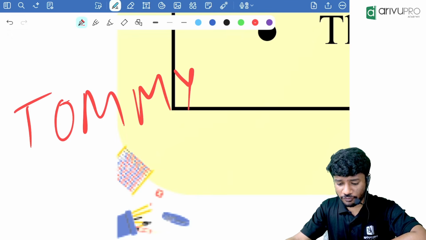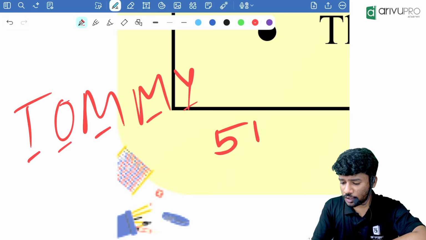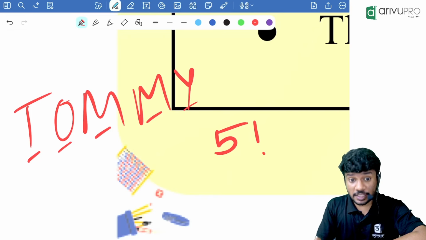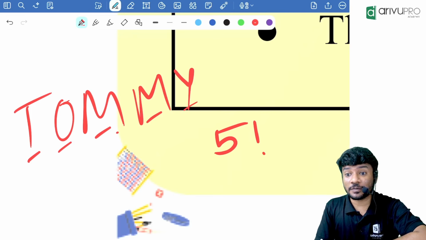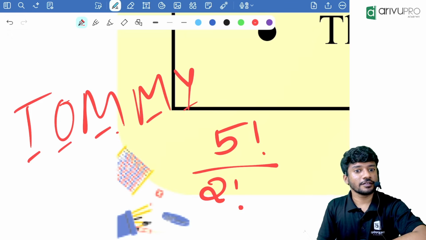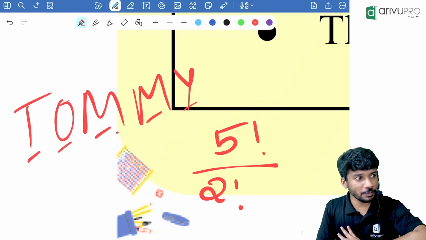1, 2, 3, 4, 5. 5 letters are there. So you will write what? 5 factorial. But how many letters are repeated? M is repeated how many times? So divided by 2 factorial. That many number of words can be formed. Are you getting my point, people?